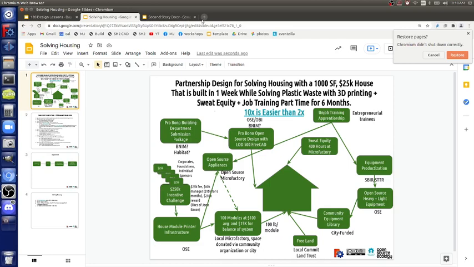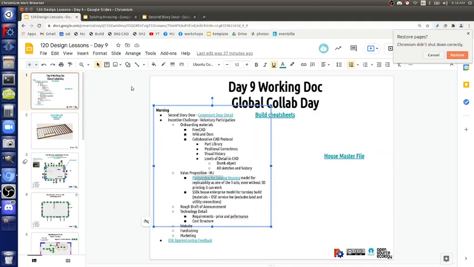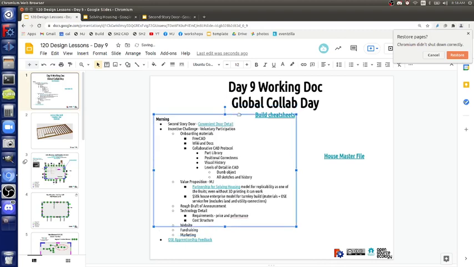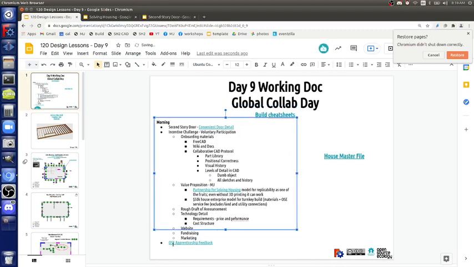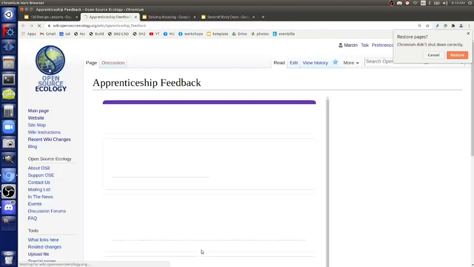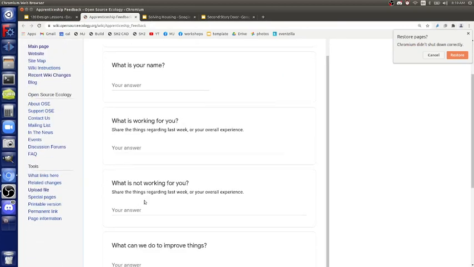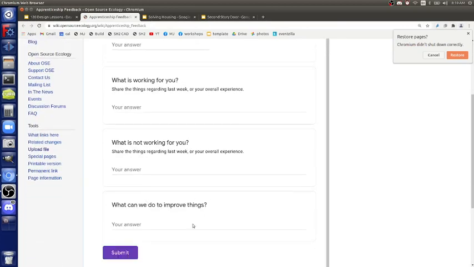Or maybe start with some feedback on this whole package, because one thing I'm noticing with this apprenticeship is feedback. I started an OSE apprenticeship feedback form. It's just a simple form: what's working for you right now? What isn't working, and how can we improve things?